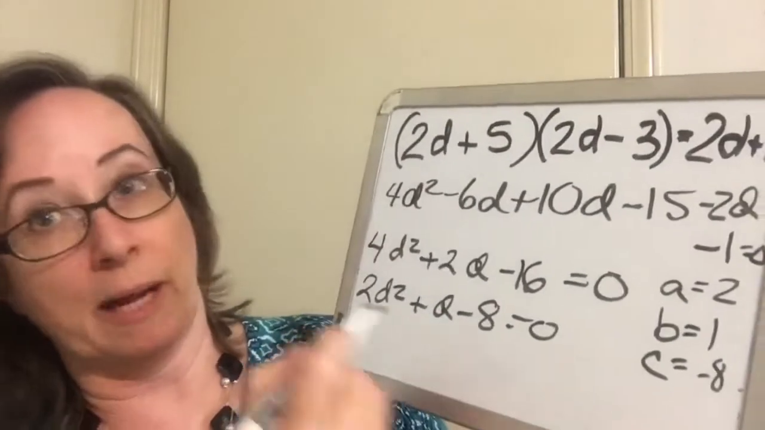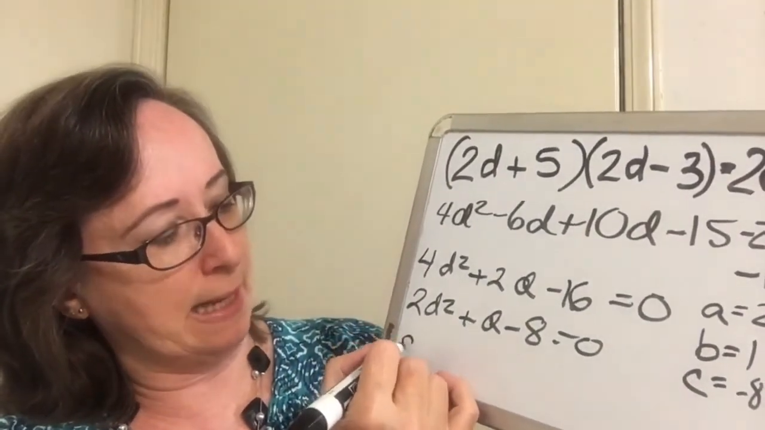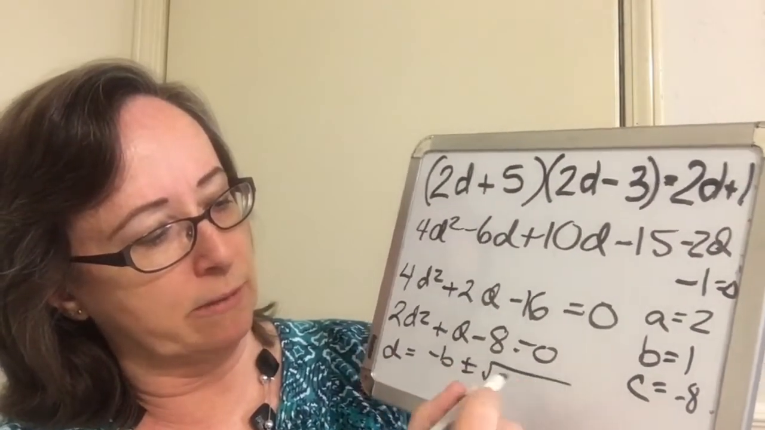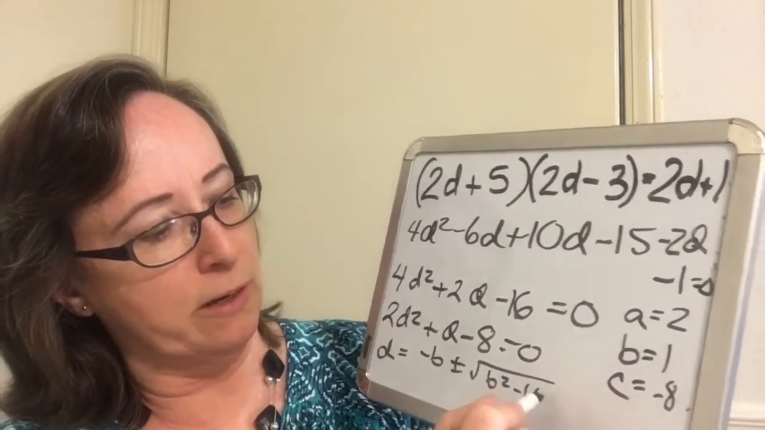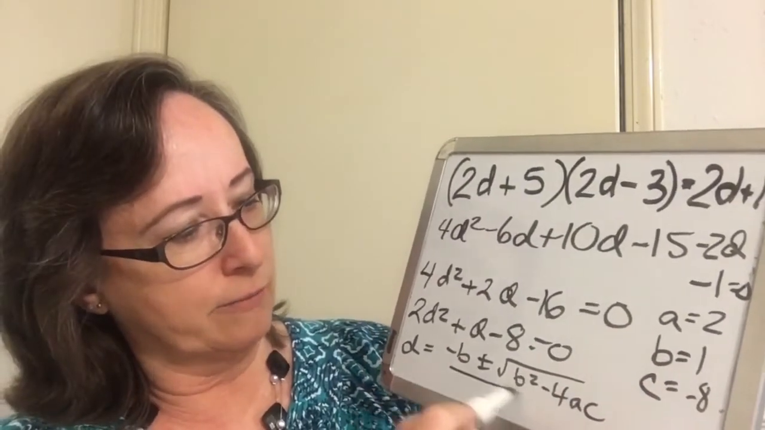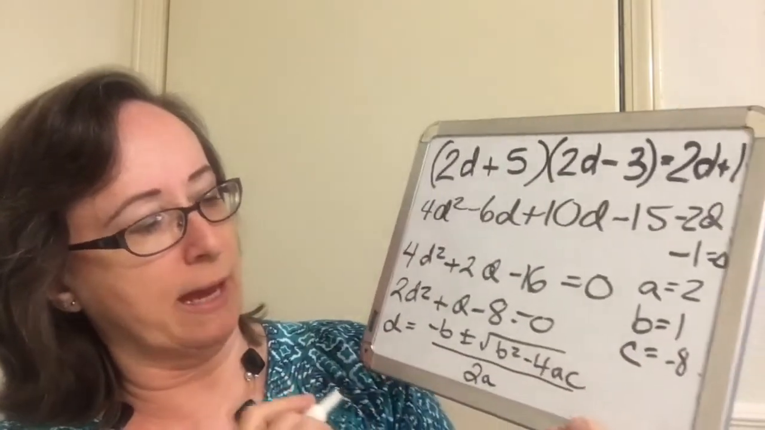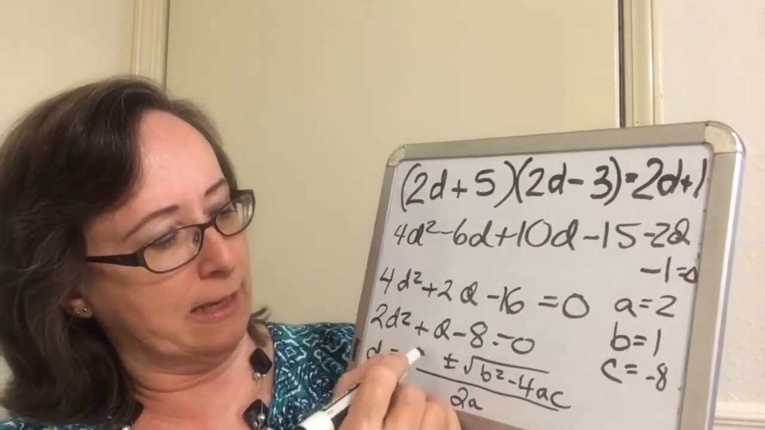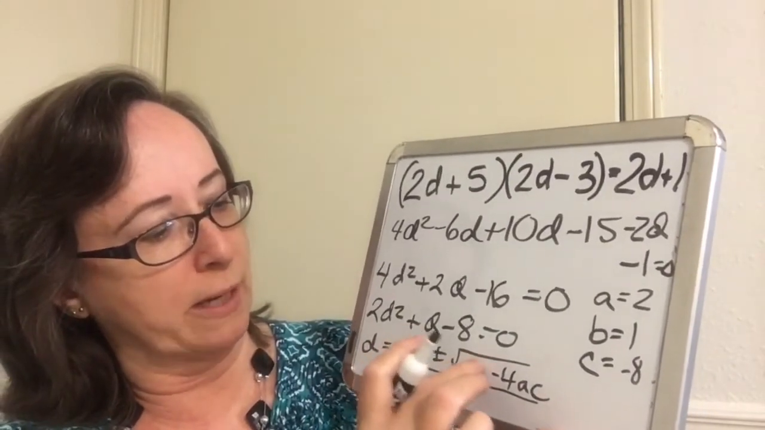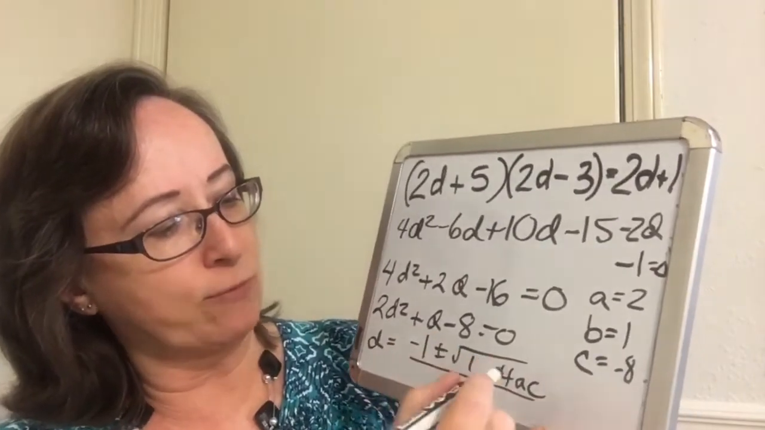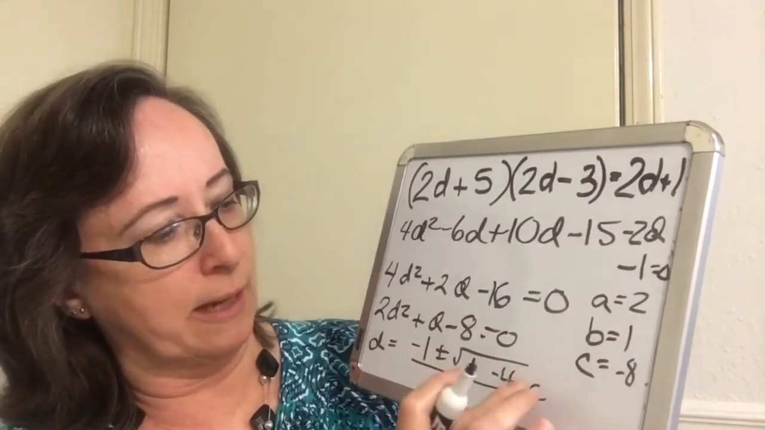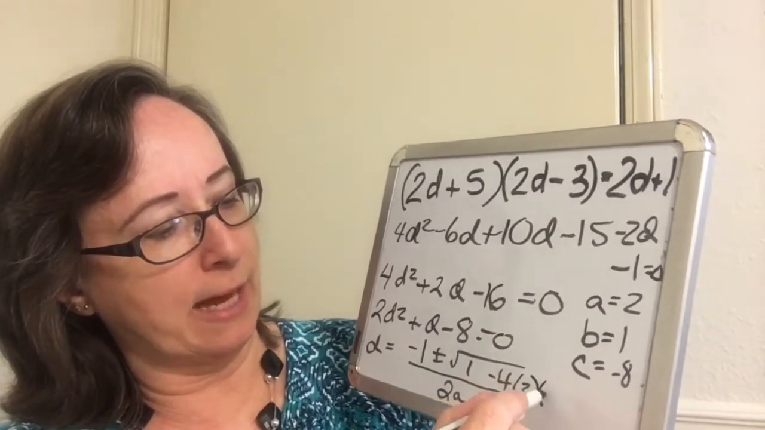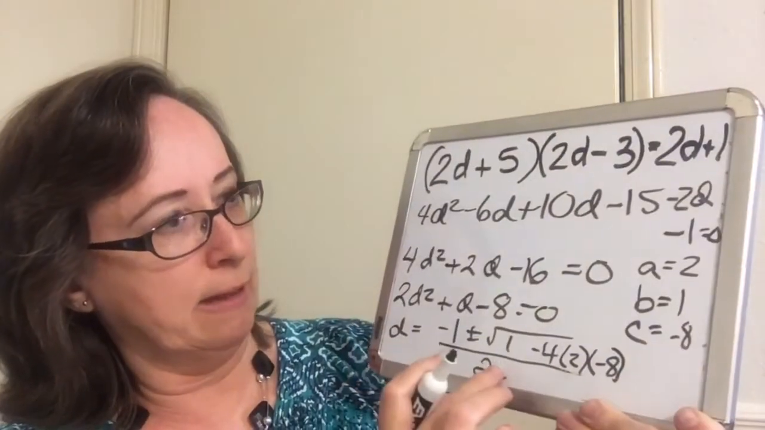Okay, so now I plug in. So d is negative b plus or minus the square root of b squared minus 4ac all over twice a. Okay, so negative b is going to be negative 1, so let's take off that, negative 1. B squared is going to be a 1. And times 4 times a is 2. A is 2. C is negative 8, and then a is 2.